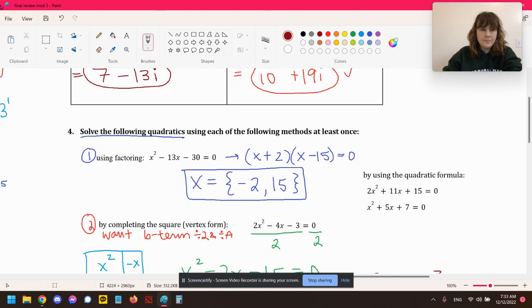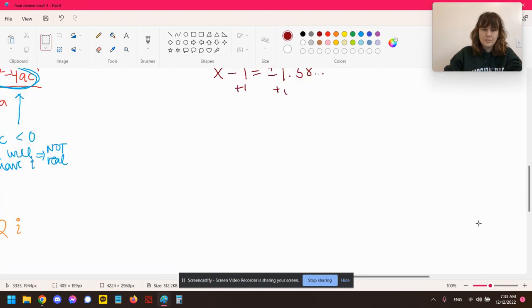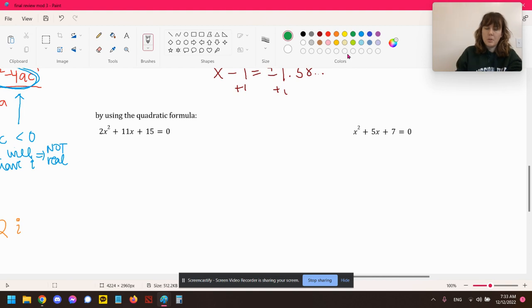Okay. And now, by using the quadratic formula, I want to do both of these. I'll do them kind of like this. The quadratic formula, I'll have it on the board during finals, is x is equal to negative b plus or minus the square root of b squared minus 4 times a times c, all divided by 2 over a.